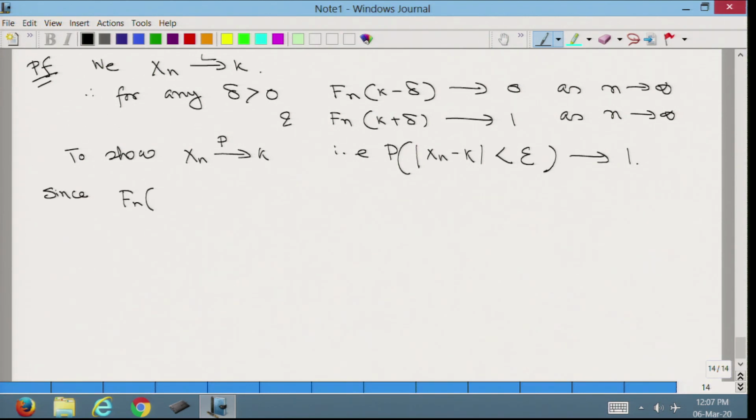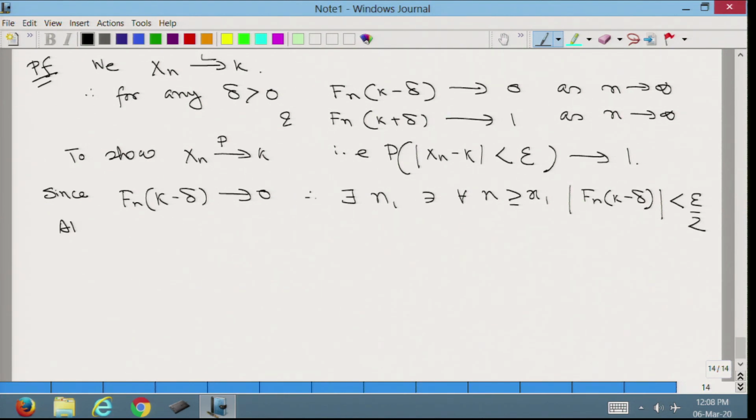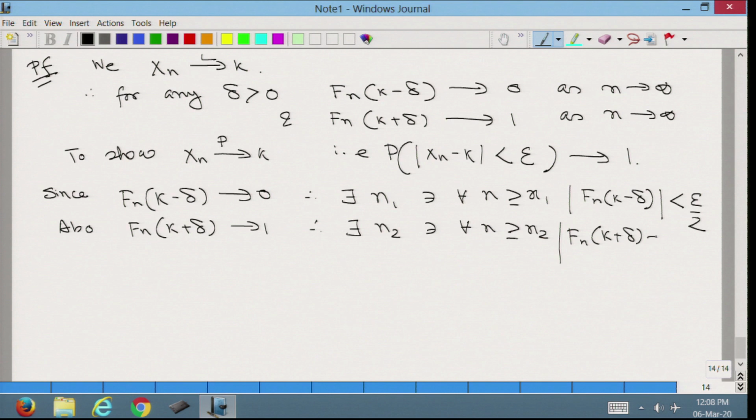Since f_n(k − δ) converges to 0, there exists n1 such that for all n ≥ n1, |f_n(k − δ)| < ε/2. Also, f_n(k + δ) goes to 1, therefore there exists n2 such that for all n ≥ n2, |f_n(k + δ) − 1| < ε/2.